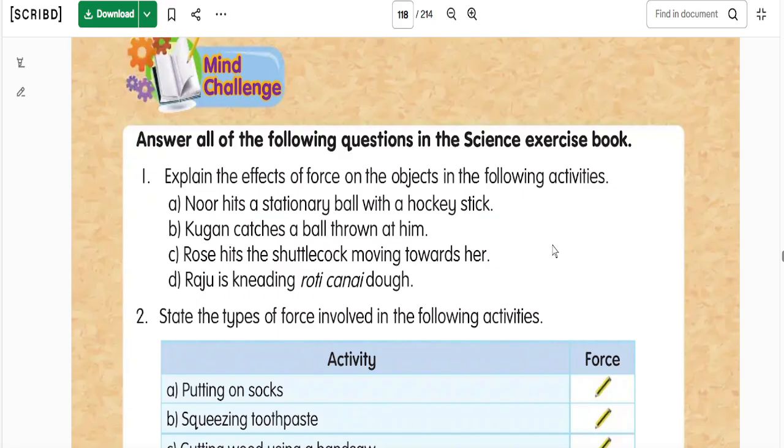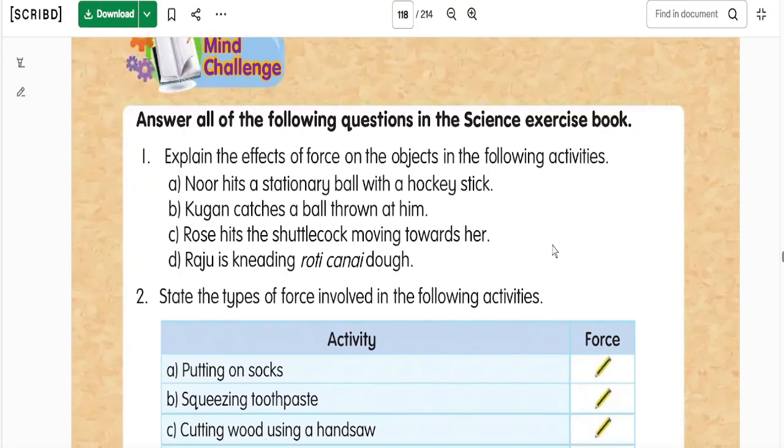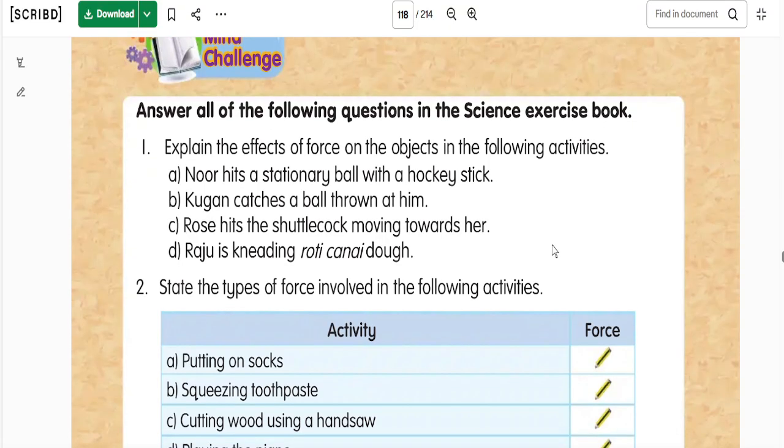Okay. So basically, now we have some questions. Let's start with this and let's try to answer them. So read the questions one by one and try to answer them, okay? In question 1, read question 1. Explain the effects of force on the objects in the following activities.